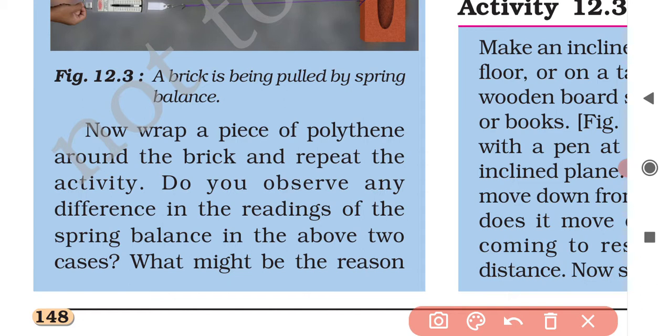Yes. See, at this time we will find that the reading of the spring balance is smaller than the reading of the spring balance when there was no polythene bag used. Okay, so this indicates that the force of friction has decreased, which concludes that wrapping of a polythene bag or polythene sheet makes the surface of the brick smooth. Right?